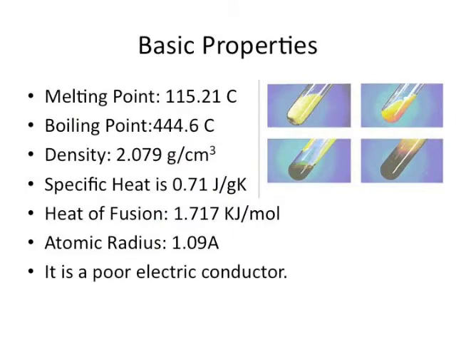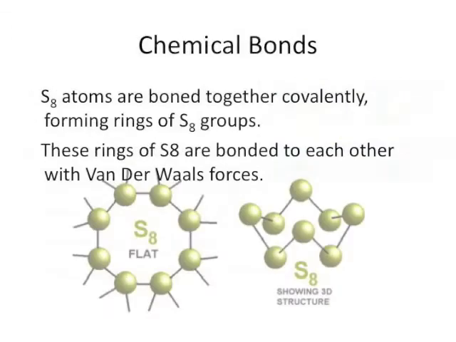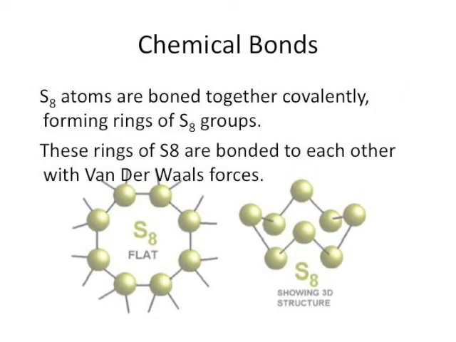Basic properties of sulfur: melting point 115.21 degrees Celsius, and its boiling point is 444.6, and at this point it turns yellow. The density is 2.079 gram per centimeter cubed, the specific heat is 0.71 joule per gram Kelvin, its heat of fusion is 1.717 kilojoule per mole, and the atomic radius is 1.09 angstrom, and it is a pure electric insulator.